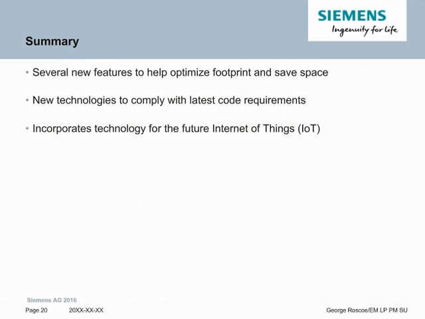To conclude, several new features have been launched in the last few years to help optimize footprint and save space. We have the latest technology to allow us to comply with code requirements such as 240.87, and we're incorporating technology into our devices more now than ever, including SEM3, Smart Gear, the ability to connect Smart DAS systems to laptops, mobile devices. This is ever increasing, and we wanted to let you know that Siemens is at the forefront of it.